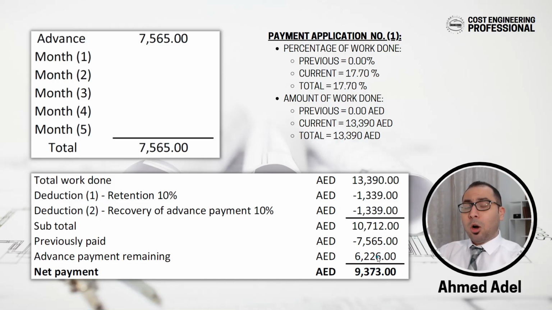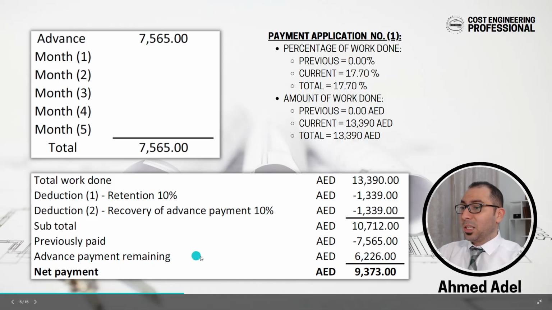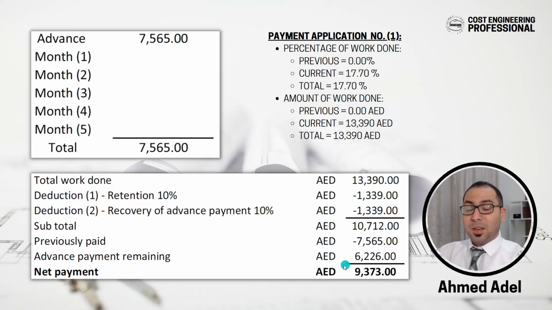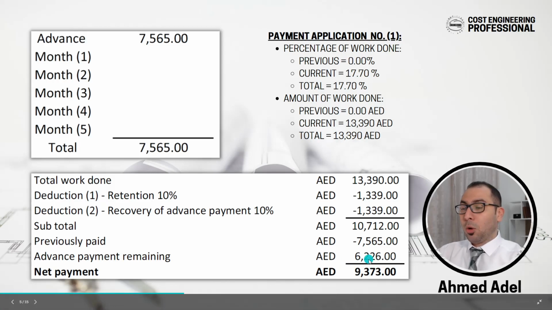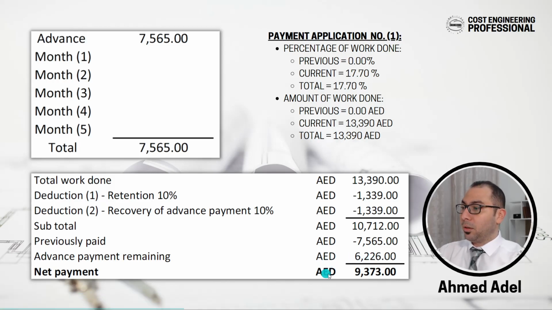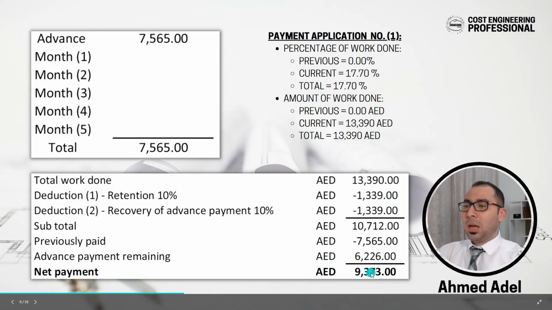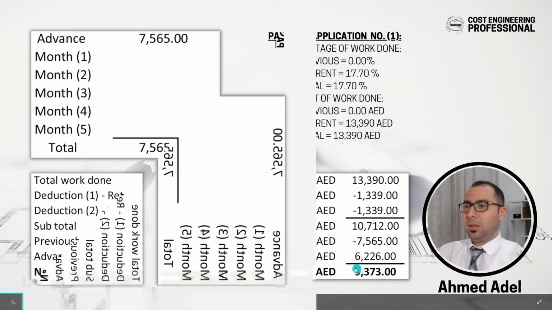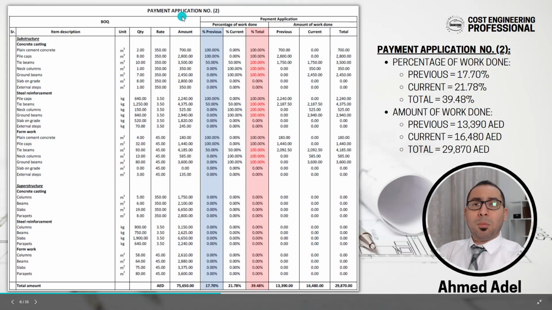Please let me know in the comments if you understand this point, advance payment remaining. Why are we adding the remaining part of the advance payment again? Let's talk on that in the comments so that we can make it more clear there. So this is the net payable amount this month. This will be paid. Then after that, we will go to month number 2.